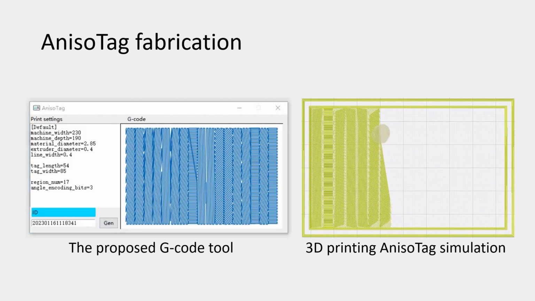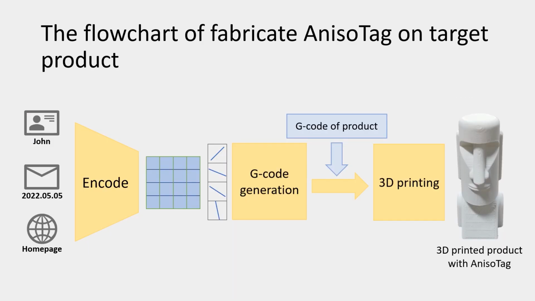We propose a simple G-code tool to generate the G-code file of AnisoTag, which instructs a 3D printer to fabricate the SCS microstructure. To fabricate a 3D object with AnisoTag, we can combine the G-code file of AnisoTag and the target object, and 3D print them together.